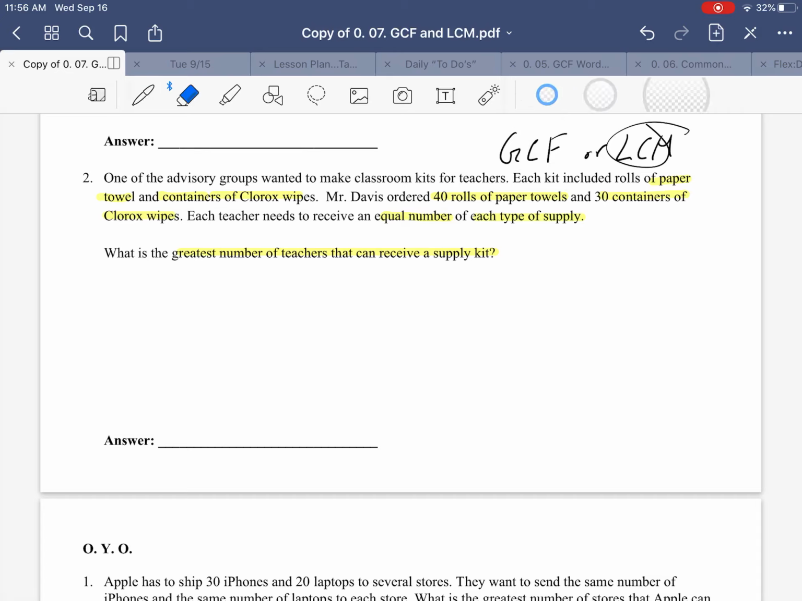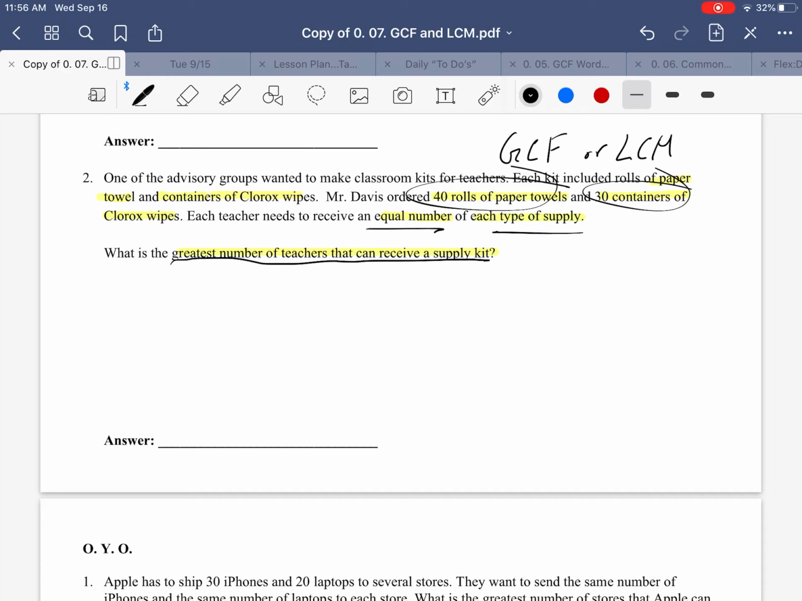Great. So if on your notes and on the Nearpod you put greatest common factor, you are correct, because in this problem we are trying to find the greatest number of teachers we can give these supplies to. We are not buying more paper towel rolls. We are not buying more containers of Clorox. We have those. Now we just need to figure out what is the best combination that maximizes it, so that every teacher that gets a kit has the same equal number of both supplies.